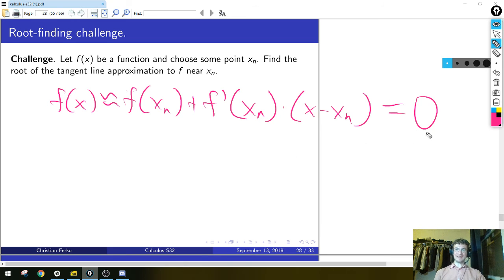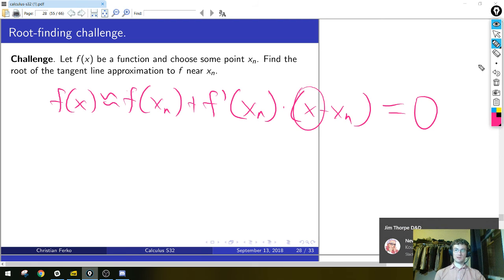Good. Okay, so this is equal to 0. Now we're trying to solve for x. So let's see if you can do some algebra on your feet. So how do I solve this, the bracketed part, that the approximation equals 0? How do I solve this for x? What do I do?